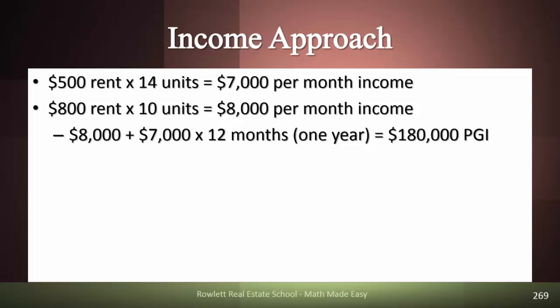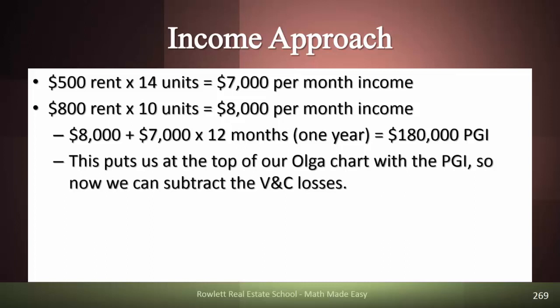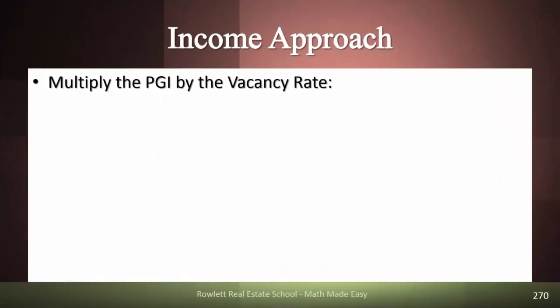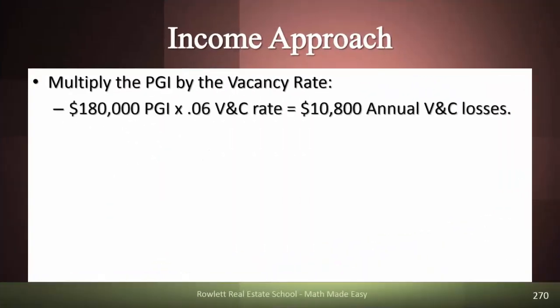Now, because we do have a vacancy and collection loss rate, we've got to take some money out of this potential. So this puts us at the top of our Olga chart with the potential, and now we need to take out our vacancy and collection losses. Now, there's a couple routes you can go here. You can either take the potential gross income of $180,000 and multiply it by 0.06 for your vacancy and collection losses, which tells us we lose $10,800 every year based on the vacancy and collection percentage.